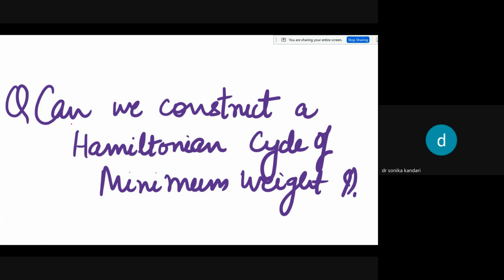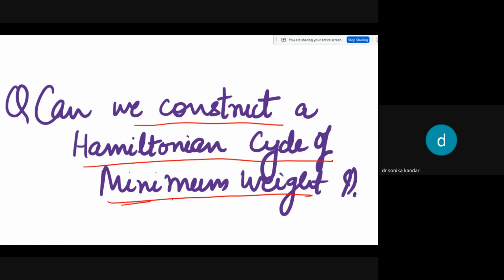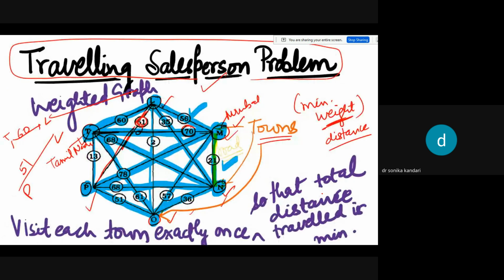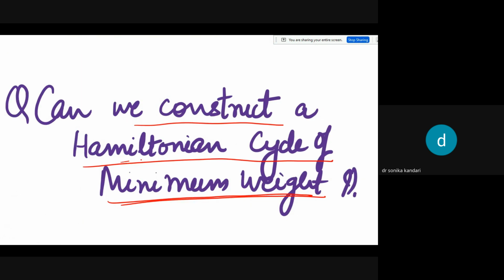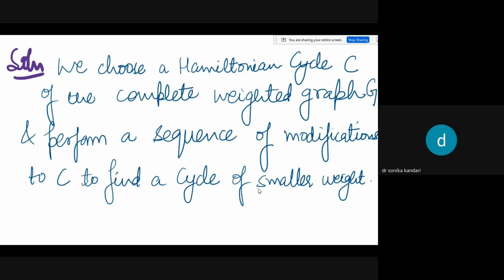So how can we solve this problem? We have to construct a Hamiltonian cycle of minimum weight. For solving this problem, we have to construct a Hamiltonian cycle, because in a Hamiltonian cycle we cover all the vertices, and here our cities are like vertices. So we have to cover all the vertices with minimum weight. We have to construct a Hamiltonian cycle of minimum weight.